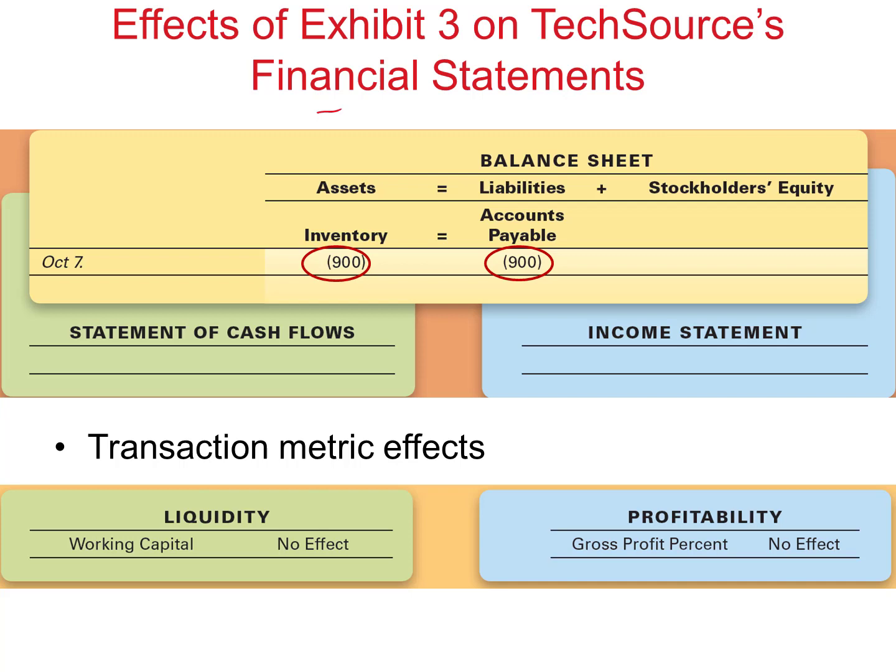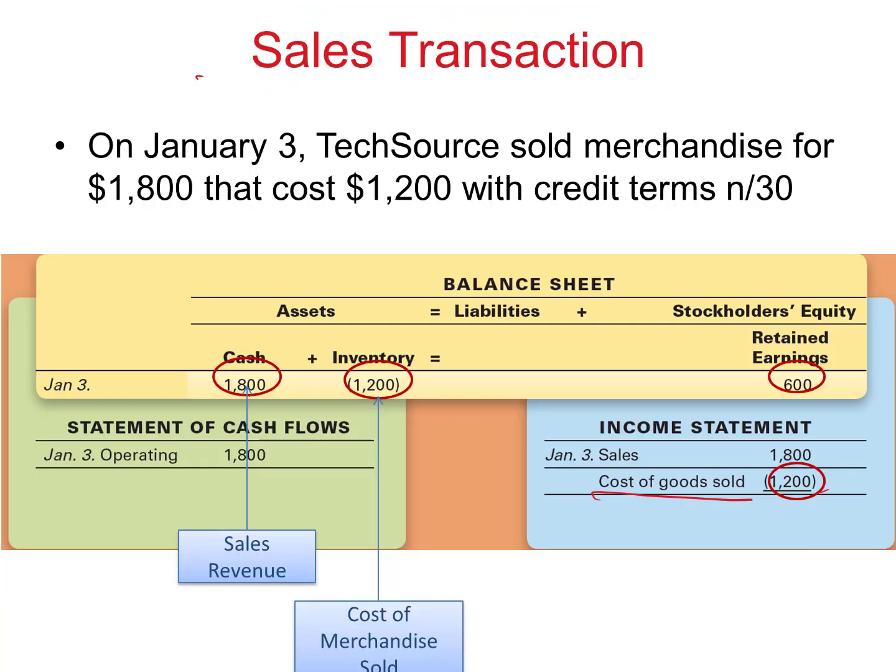This transaction has no effect on the statement of cash flow and the income statement because we are both reducing current assets and current liabilities. There is no net effect in liquidity. Let's now look at a sales transaction from TechSource.